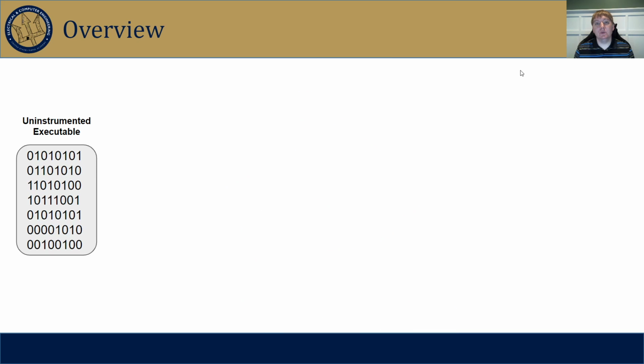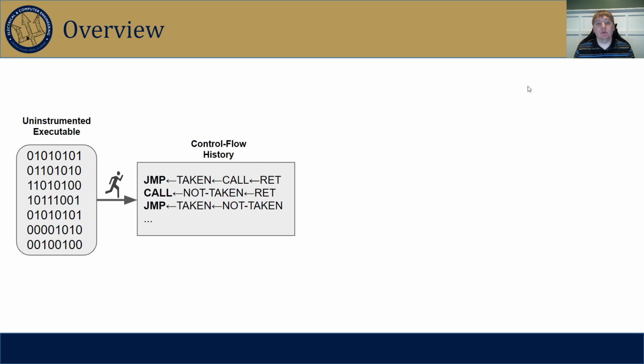So how do we do this? Well, we start off with an uninstrumented executable, and we run that application with a set of training inputs that are representative of the control flow that the application should follow. While running the application, we record a set of control flow histories. Essentially, at every indirect jump or call, we record the previous n events that have led up to that control flow. In our case, we use 8 events. We record basically what the control flow has done up until that indirect call or jump.